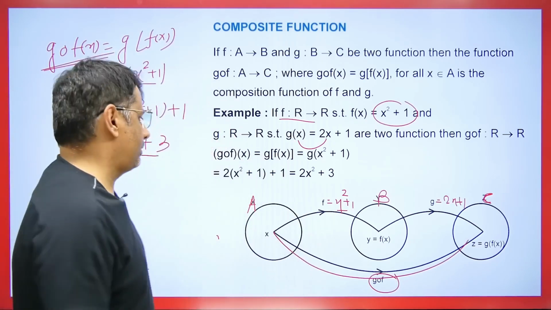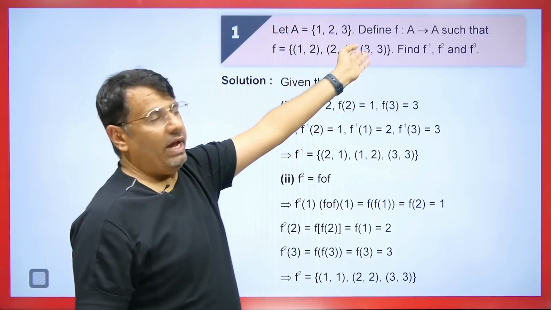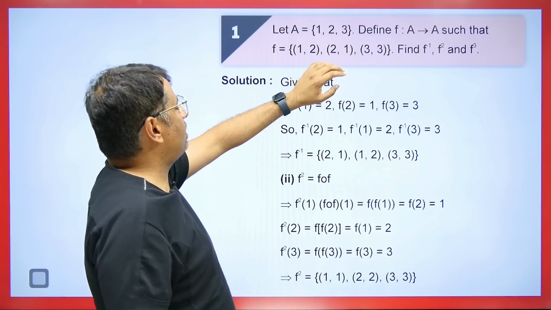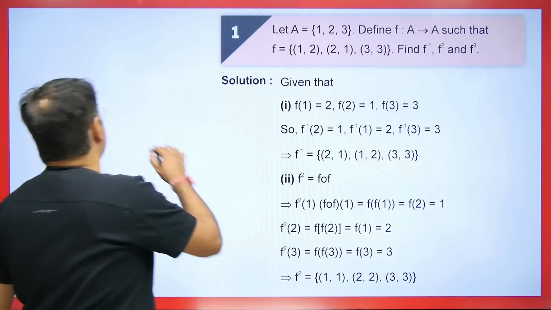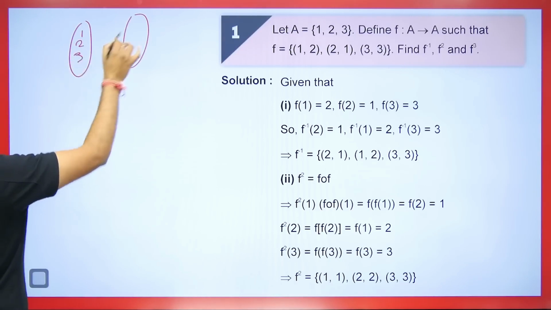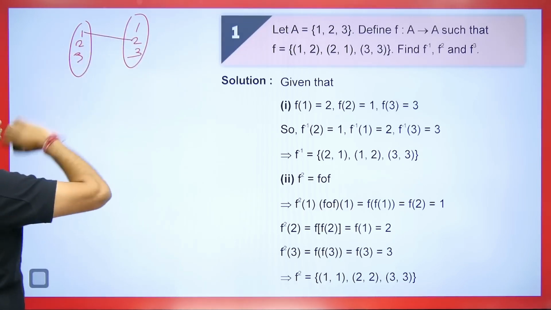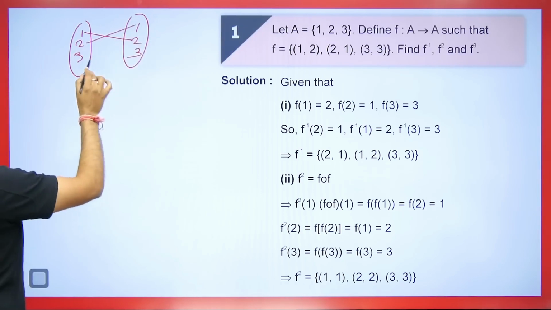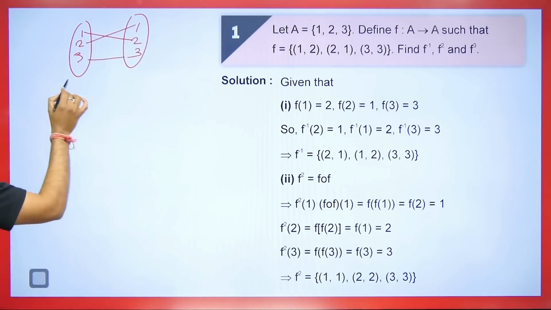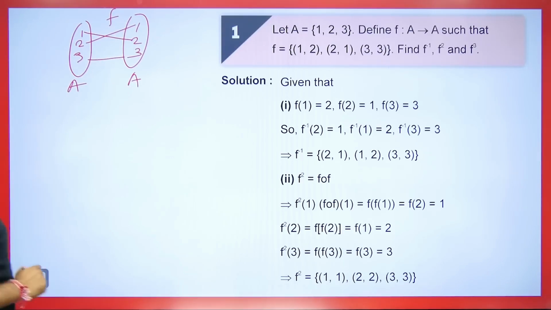Let's move forward now. Let's understand this. If A is {1, 2, 3} and the mapping is defined from A to A, suppose you are asked about a mapping of this type. We have been given 1, 2, 3 and the mapping is given as 1 maps to 2, 2 maps to 1 and 3 maps to 3, right? So, this is the type of mapping given to us. This is f from A to A, and this has been given to us.